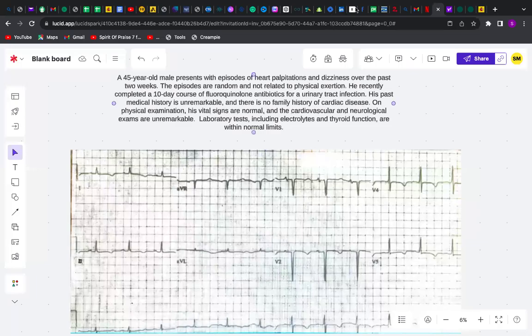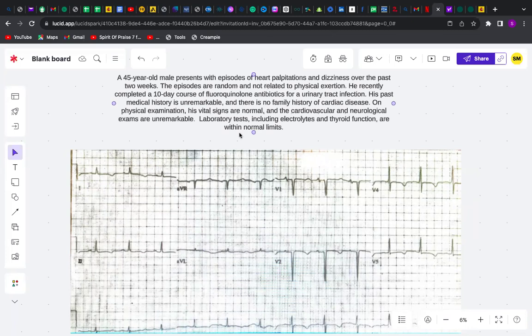So today we bring you an interesting ECG case. Let me just share my screen and then we will start working on it.